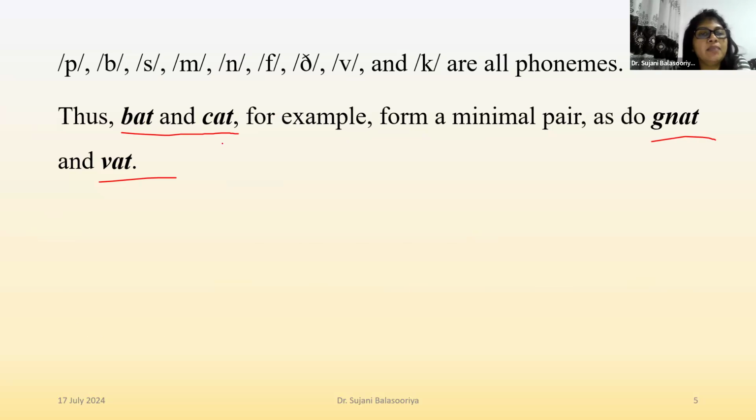Right now, I think you can follow these two pairs as well clearly, bat and cat, right? They are also b and k, which are phonemes. The rest of the word is the same, at. But bat differs from cat because b has a different meaning from k, which means b is one phoneme, k is another phoneme. The same you can apply to nat and wat also, right?